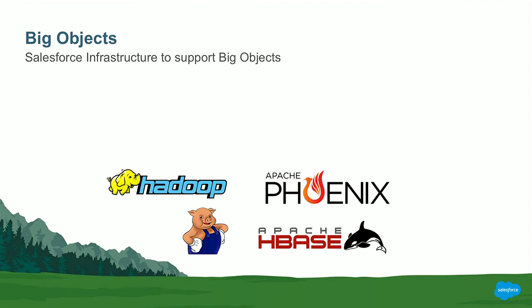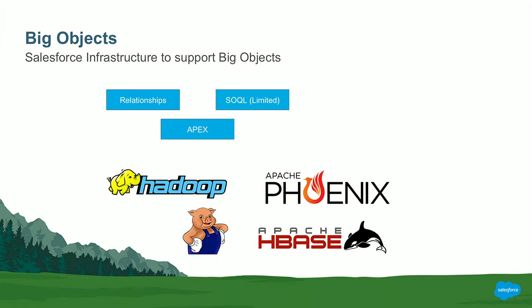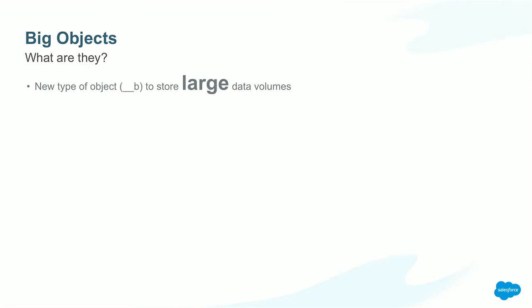But although big objects live there, you can still create relationships to them. You can still create them with Apex, read them with SOQL with some limitations, read them or create them with any of the APIs that you are used to working with in Salesforce, and also set up CRUD and FLS for big objects.